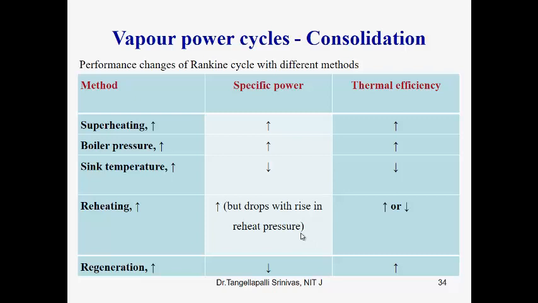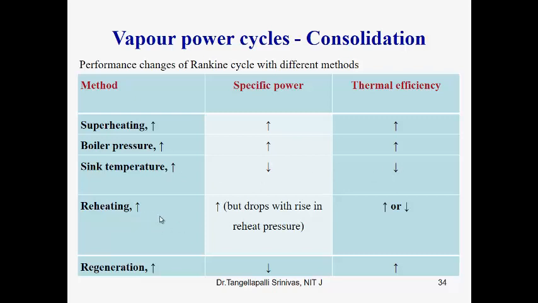Finally, the results are consolidated here for the vapor power cycles. Superheating is favoring the output as well as the efficiency by increasing the source temperature. The boiler pressure is also favoring the specific output as well as the thermal efficiency. Sink temperature: raising the sink temperature is not recommended. If possible, we have to decrease the sink temperature to get an improvement in power as well as efficiency. So an increase in the sink temperature decreases the specific output as well as the thermal efficiency.